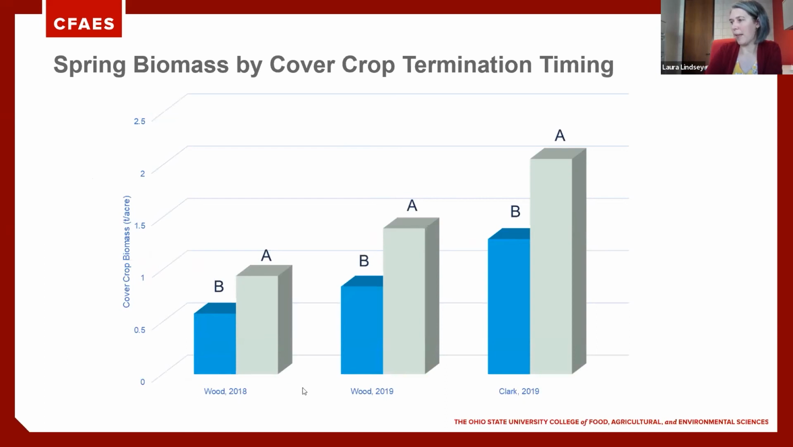Basically, the three locations without the interaction are shown here: Wood County and Clark County. When we terminate later, we have more biomass, and that's pretty consistent.